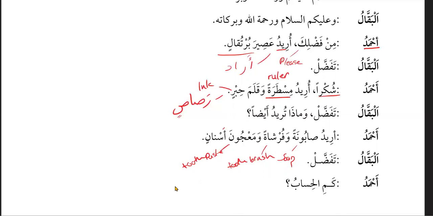جيد. قال البقال تفضل أحمد كم الحساب؟ So حساب is what? How much is it, please? What's the total? Literally, حساب means calculation, or the count, account, or يوم الحساب. That's one of the names of Day of Judgment, يوم الحساب, where everything will be added up and calculated. البقال عشرون ريالا. So عشرون, we studied, 20 ريالا. تفضل مع السلامة, شكرا مع السلامة.